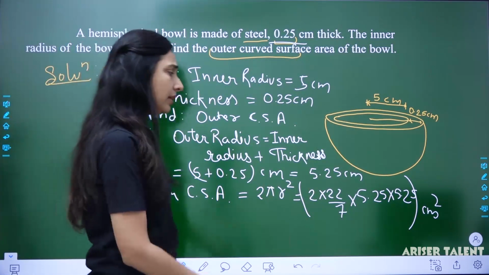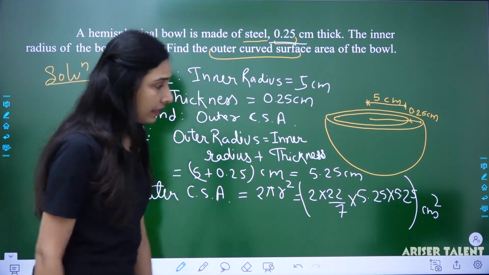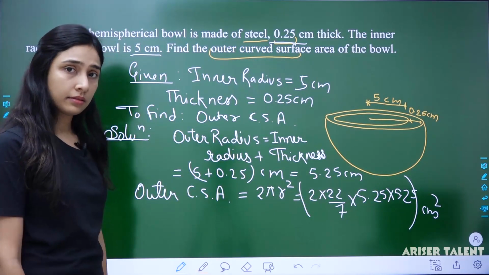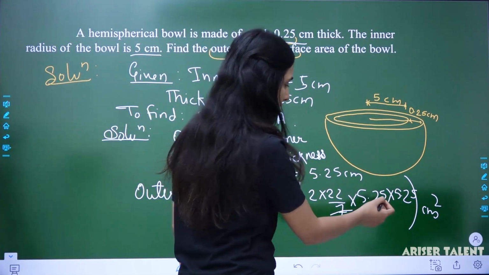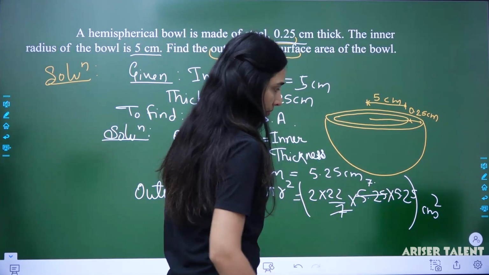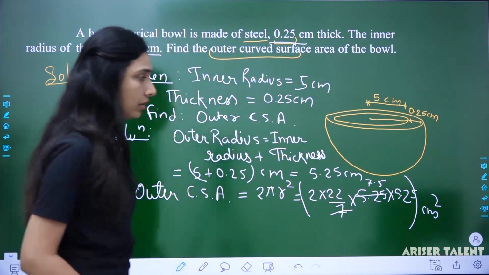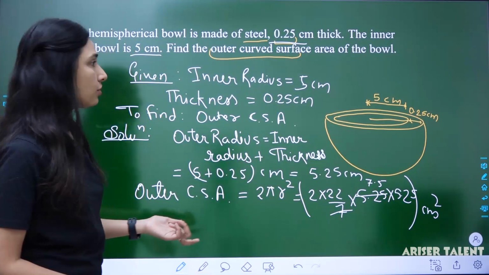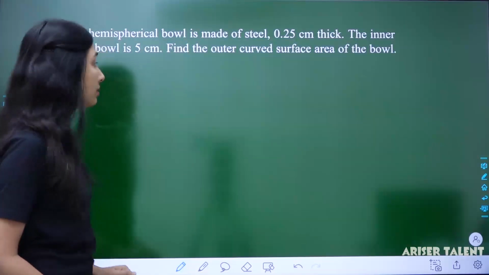Correct? So just calculate it. This is 44. Cut it if you can. Okay. Then you'll get the answer. And that will be cut by this 7 easily. Okay. 49 and 5. So this calculation is even easier for you guys. Okay. So solve it. This is the method of it. Okay. And let me know the answer.